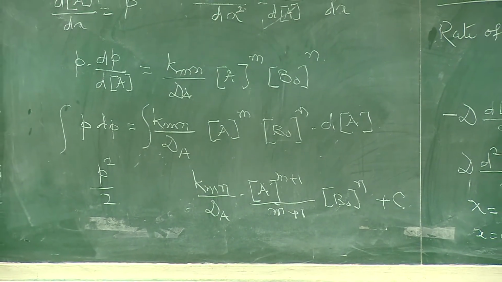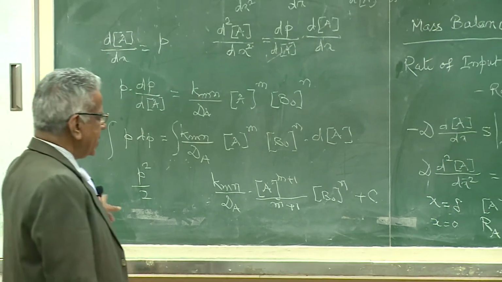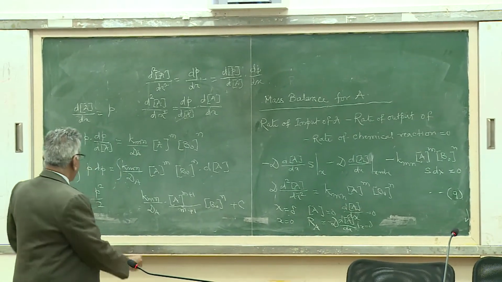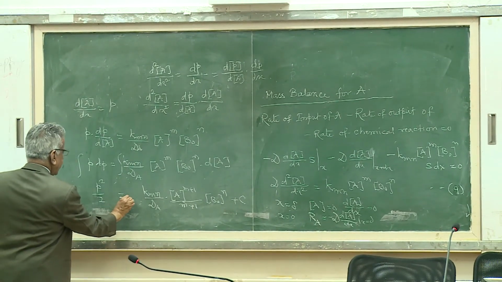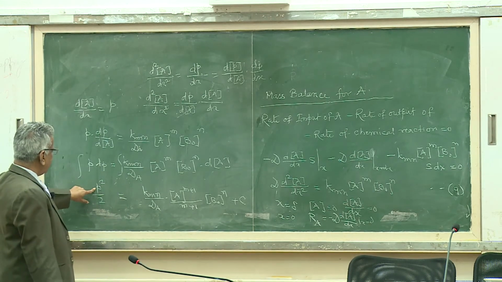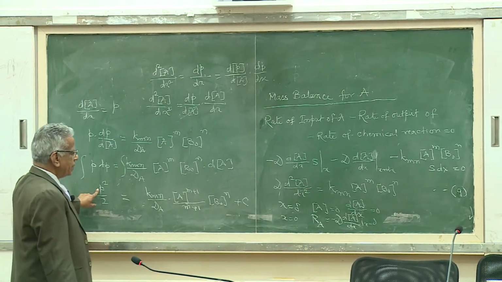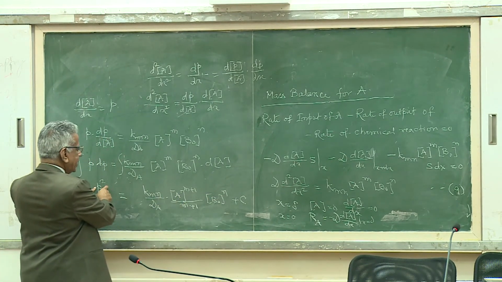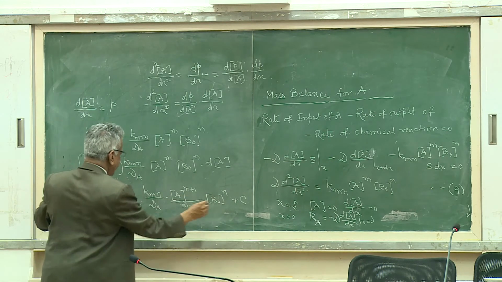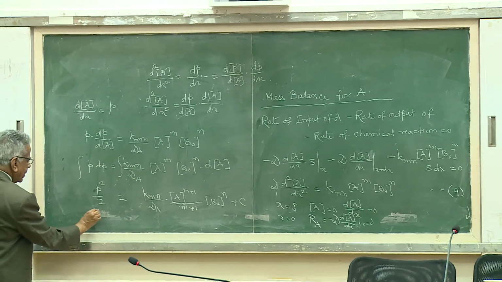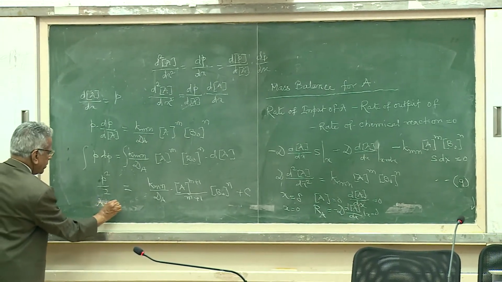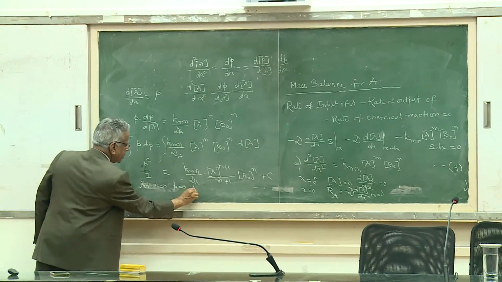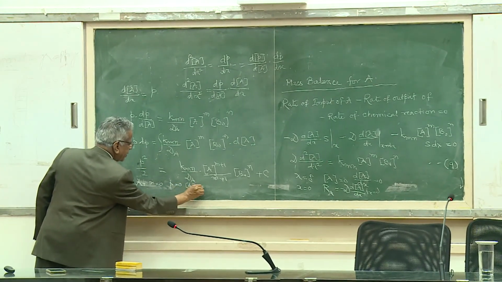What is the boundary condition we have? At x is equal to delta, P itself is dA by dx. So, at x is equal to delta, A is 0 and dA by dx is also 0, and therefore, C is 0. So, at x is equal to delta, P is 0, A is 0, and therefore, C is 0.